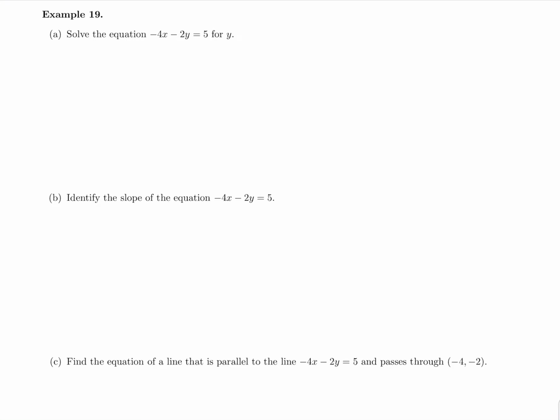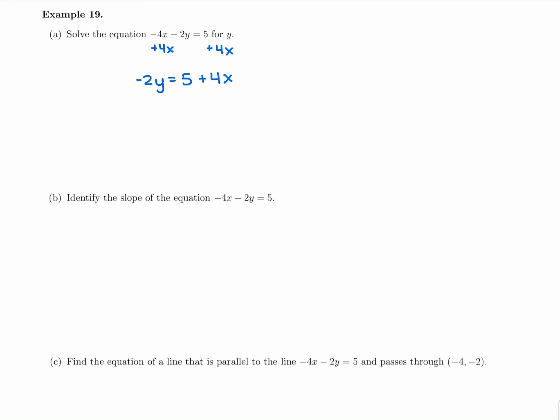So to solve this for y, I'm going to keep all the y's on the left and move anything without a y to the right. This first term does not have a y, so I'm going to add 4x to the other side. That way I can get negative 2y on the left by itself, and then on the right we have 5 plus 4x.